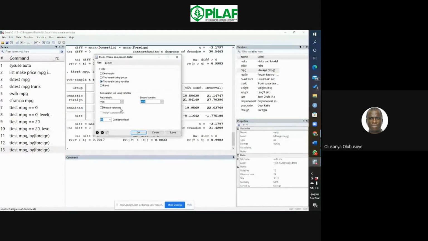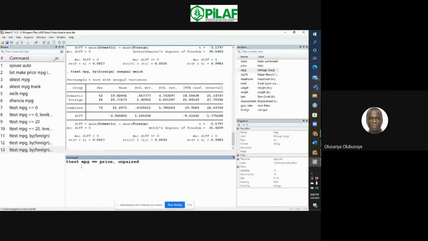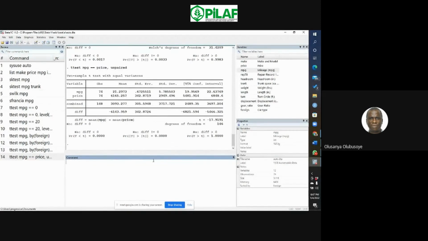So for the 2 samples, let's say I use MPG and the price. I can simply copy and paste this. So this is how it is. I'm testing whether the population mean of MPG is the same as the population mean of price, and the variables are unpaired. In other words, there is no relationship between them. So this is the outcome of this test.